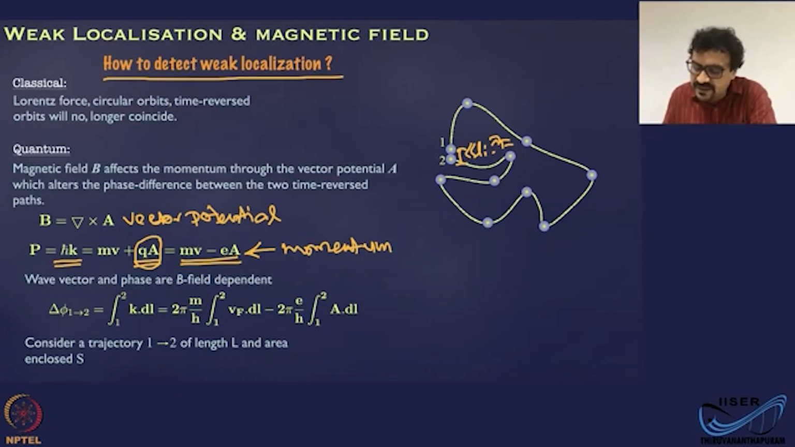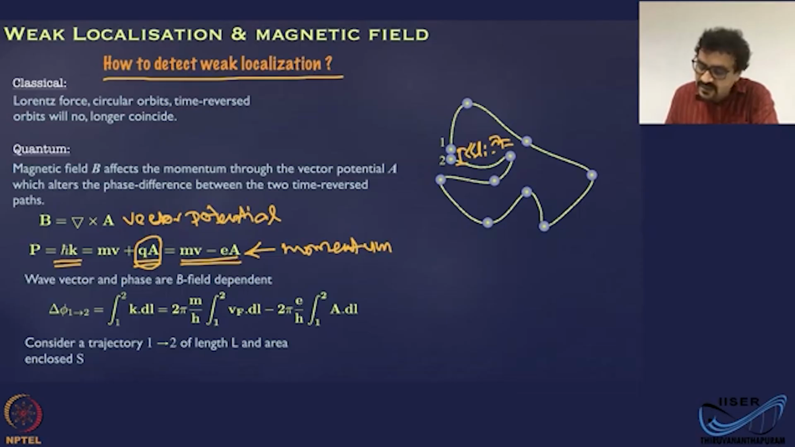Now this is the phase change because of the normal propagation, and this is the phase change because of the presence of the vector potential A dot dl.